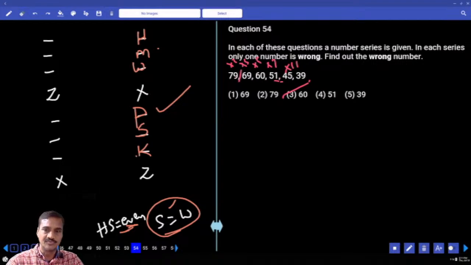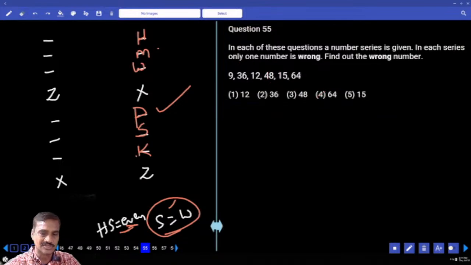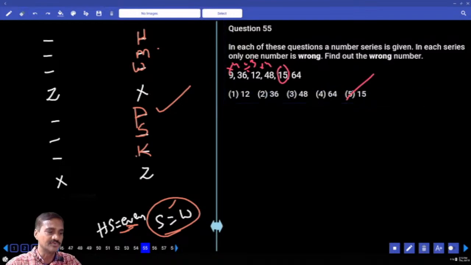The next one, 54. What number comes in 54? Now 79 and 16, difference minus 10, and next one minus 9. Next how much should come? Minus 8 should come. Minus 8, so what is the wrong number here? 51. Now 51, that is choice 4. And 55, tell me. 936 into 4. 9 into 4, 36 divided by 3. Next one into 4 divided by 3, how much should come? 16. Now 16, that is choice 5 is the answer.